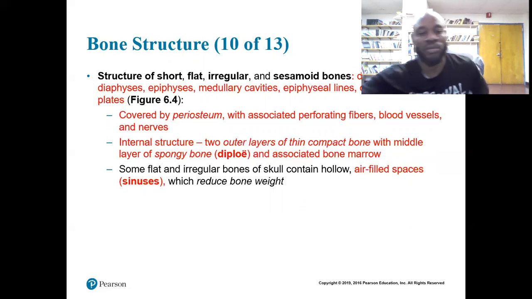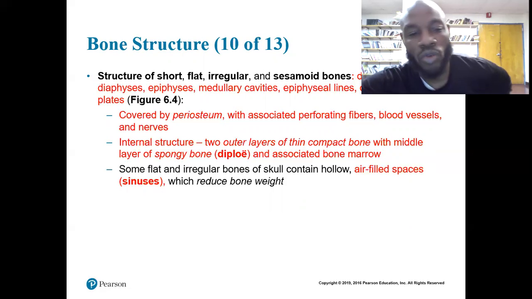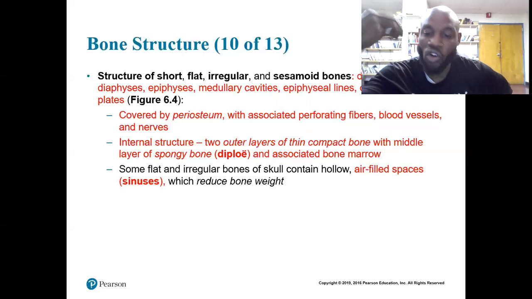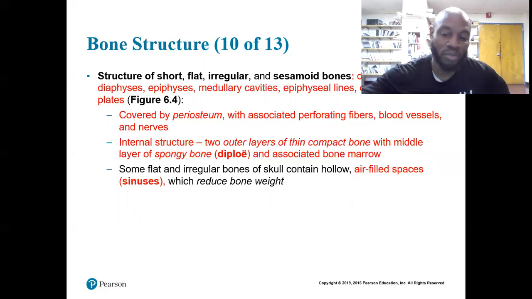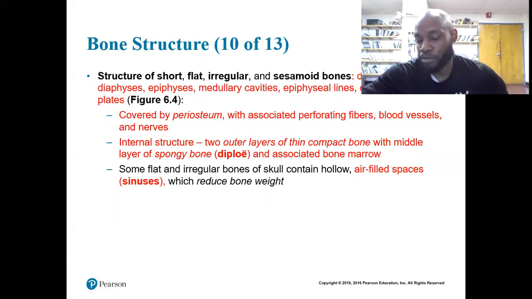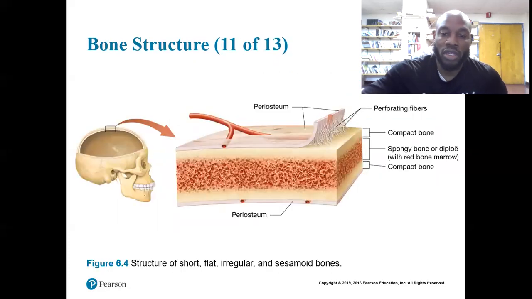And we also have some flat and irregular bones that have what we call sinuses. We notice that in the skull, where we have holes in the bone on purpose in order to reduce the bone weight. If you didn't have holes in your skull, your head would be much heavier, right? This is a bone structure, showing you that.